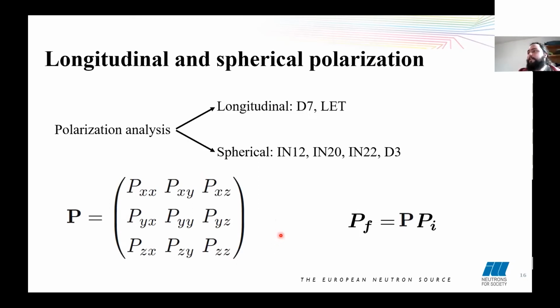And we can do this kind of analysis with instruments such as D7, which I will talk about in a minute, here at the ILL, and LET at ISIS. But if we want to have access to the off-diagonal components, then we need spherical polarimetry, and these are some examples of instruments at the ILL. In this case, we need a special equipment called a cryopad, which I'm not going to go into detail about because I don't have time. But with cryopad, effectively the sample environment is zero field. And that is crucial because otherwise external fields might depolarize our beam.